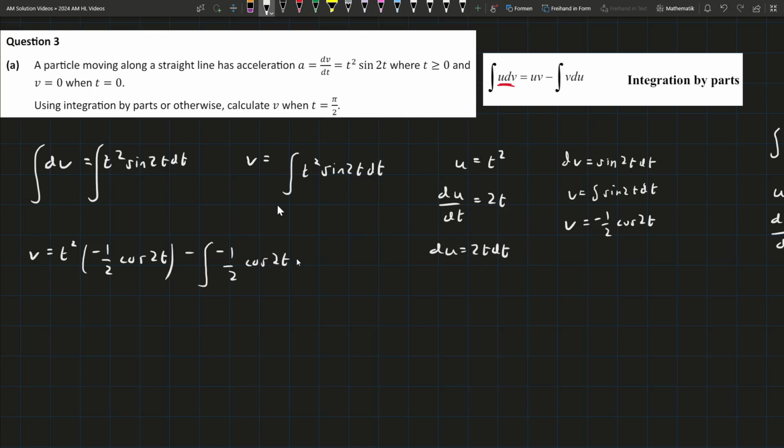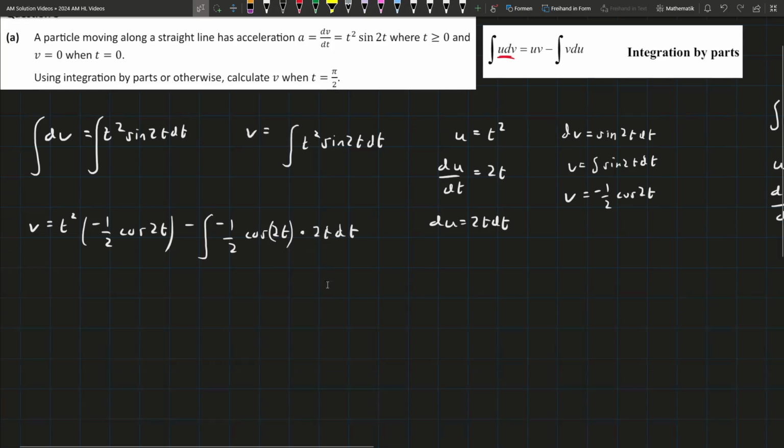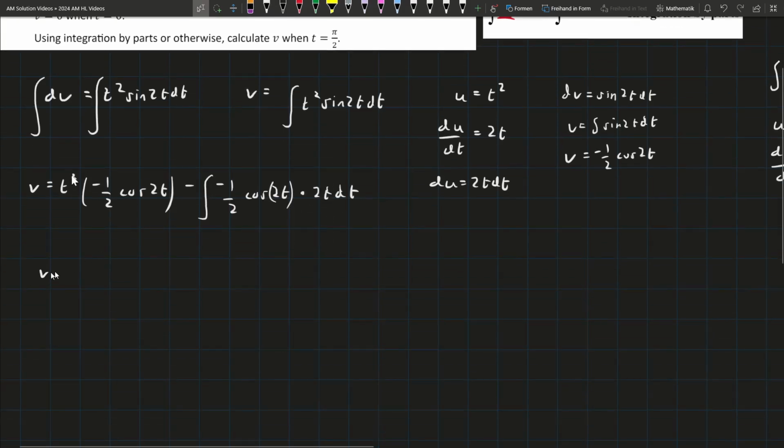And du is 2t times 2t dt. Now it's important that you don't multiply this 2t by this 2t, because this 2t is inside of the cos, and this 2t is being multiplied. So let's do a bit of cleanup. So v will be equal to minus t squared over 2 cos 2t. Then minus and a minus makes a plus, and I'm going to take the constant.